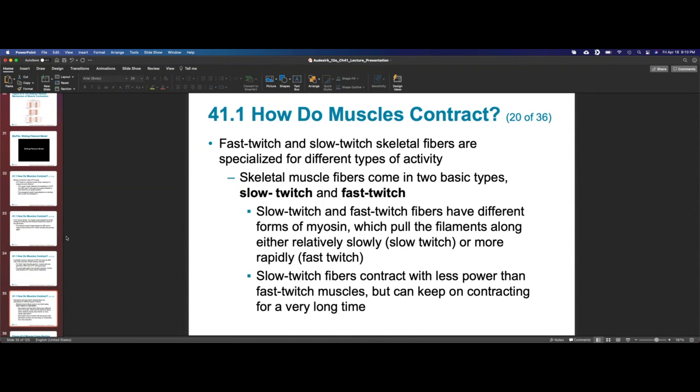And so with slow twitch fibers, you're going to see less contractile power generated than your fast twitch muscles. However, slow twitch muscles can keep on contracting for an extended period of time. So that's where you have that slow, weaker, sustained power.